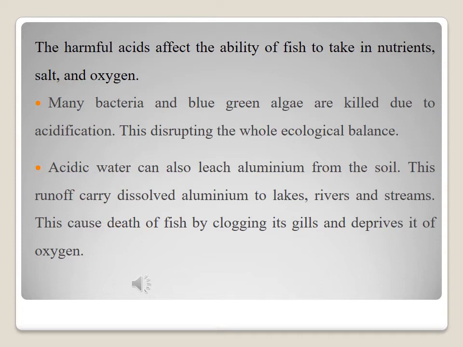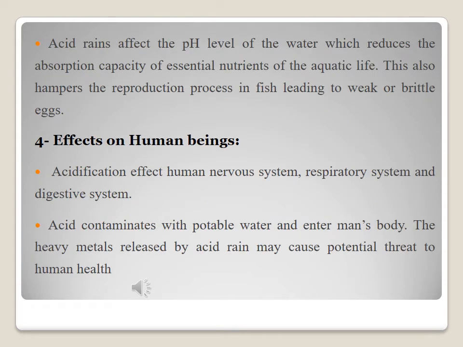Acidic water can also leach aluminium from the soil. This runoff carries dissolved aluminium to lakes, rivers, and streams, causing death of the fish by clogging its gills and depriving it of oxygen. Acid rains affect the pH level of the water, which reduces the absorption capacity of essential nutrients of the aquatic life. This also hampers the reproduction process of the fish, leading to weak or brittle eggs.